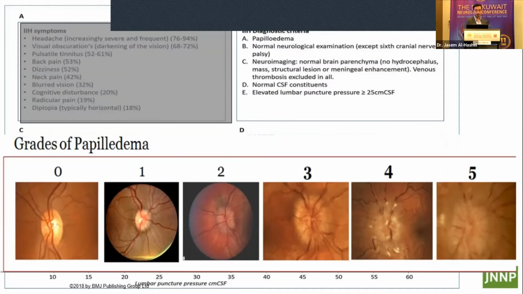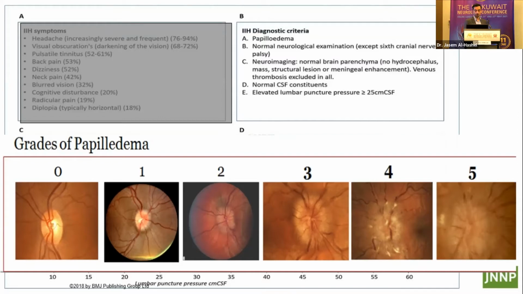What are the diagnostic criteria? So they are the modified Dandy criteria. You need to have A to E. So headache with papilloedema, normal neurological exam, except for a sixth cranial nerve palsy, which is a sign of high ICP. You need to have normal neuroimaging, so normal brain parenchyma, and you need to rule out venous thrombosis. You need to have normal CSF, and you need to have a high opening pressure, which we'll touch on later.